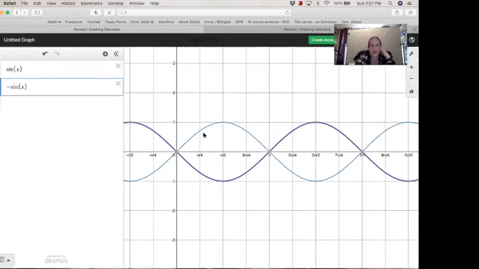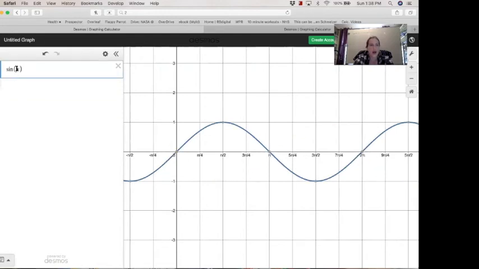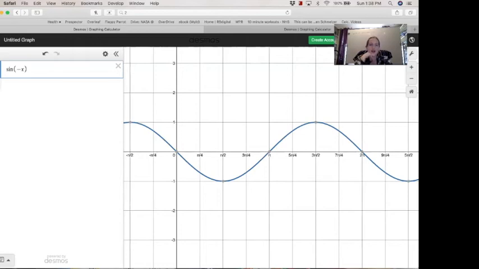So in blue is our original sine function. In purple is our negative sine of x function. And notice that those are reflections of each other across the x-axis. All right. Y-axis reflection means I put a negative inside with the x. So sine of negative x.